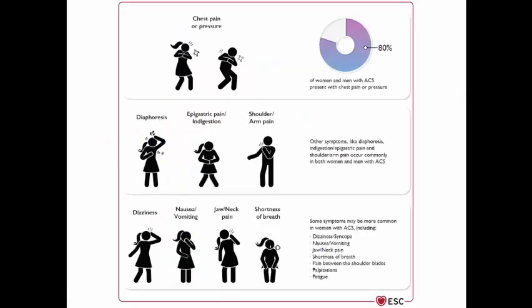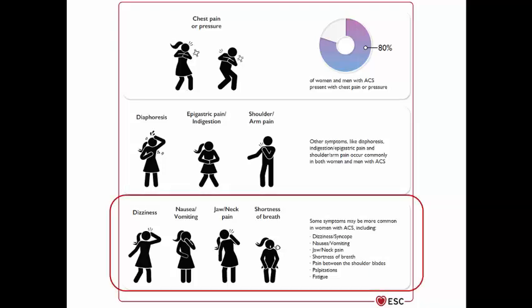This diagram summarizes the clinical presentation of acute coronary syndrome. In 80% of the cases, either males or females, they present with chest pain or likely compressing chest pain. Sometimes the patient may present with diaphoresis, epigastric pain, sense of indigestion, shoulder or arm pain that are considered anginal-like symptoms or anginal equivalents, but don't miss that in females some symptoms may be more common, like dizziness, nausea, vomiting, jaw or neck pain, shortness of breath.